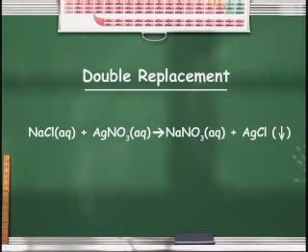Let's take a look at another double replacement reaction between aqueous sodium chloride and silver nitrate. In this reaction, too, the positive ions switch places. So the products are sodium nitrate, which is soluble, and silver chloride, which is not soluble. Notice the arrow pointing down. Remember, this is another way to represent the fact that silver chloride is a precipitate, or insoluble solid.